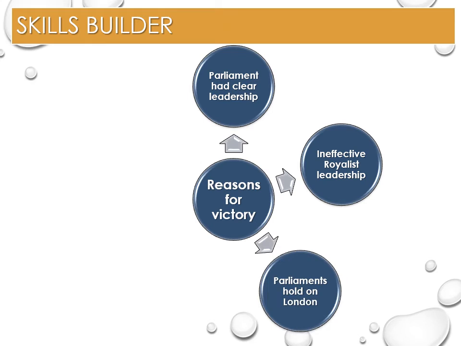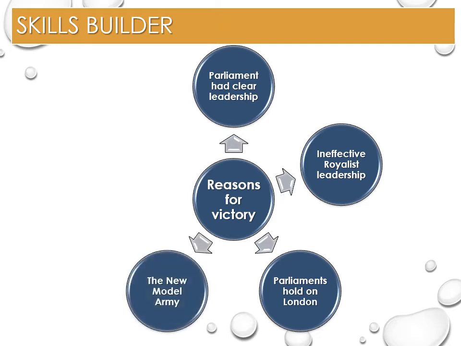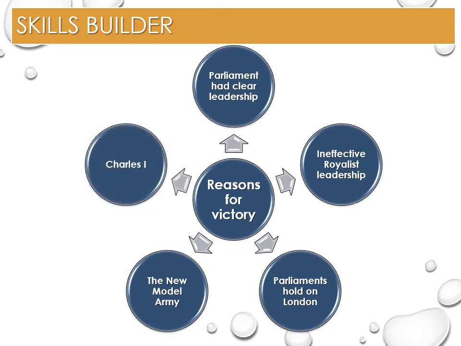Parliament's hold of London gave it access to the financial markets, trade and printing presses. The New Model Army was Britain's first paid, trained army. It never lost a battle in the Civil War. Charles I was untrustworthy. The Scottish, when he surrendered, hoped he was to guarantee presbyteries in Scotland. However, he took too long and they handed him over to Parliament.